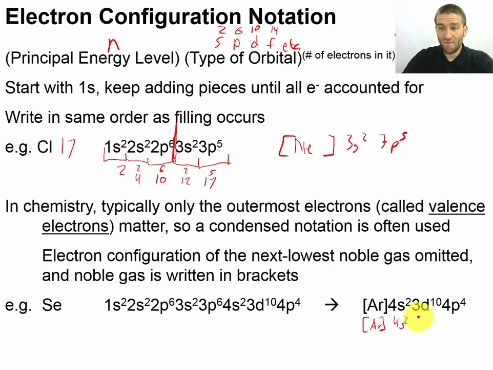4s2, 4p4, 3d10. Notice we still filled it just like we did before. All we've done is swap around and keep the 4s's together while having the 3d afterward. We could also have written it as argon 3d10, 4s2, 4p4. All of these are going to be completely equivalent.